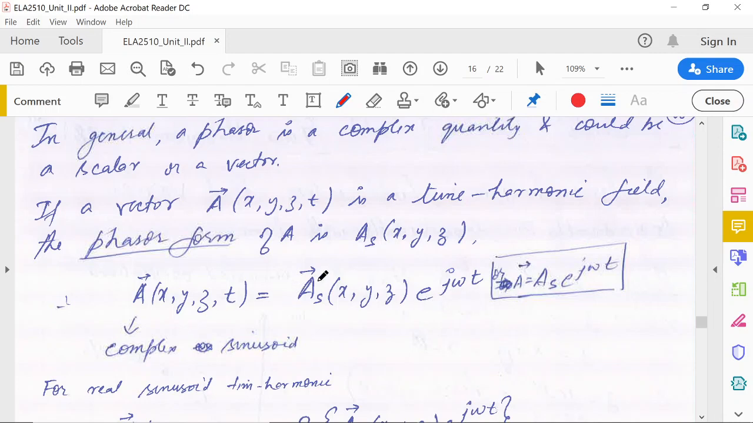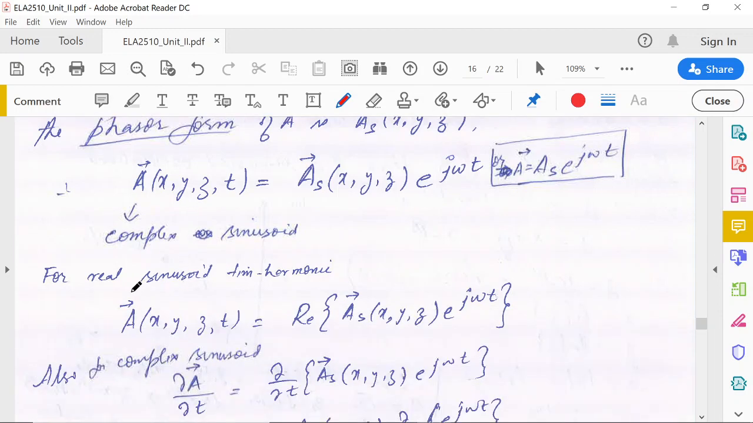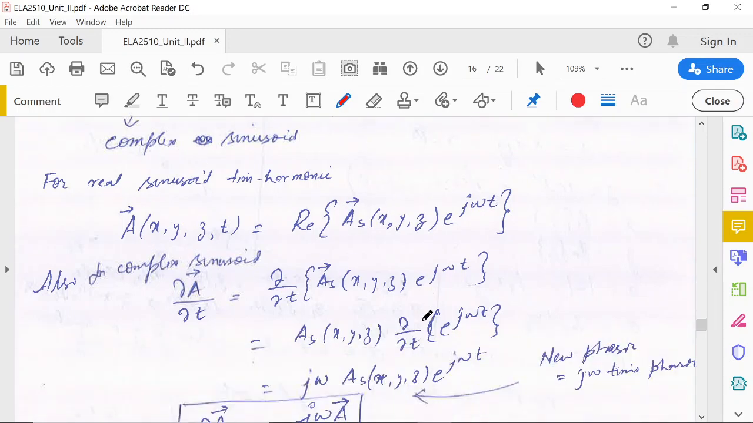So you can write A equals A_s(x, y, z) e to the power j omega t. If it is real, then we have to take the real part of this, that is the real part of A_s(x, y, z) e to the power j omega t. We can represent any instantaneous value of the vector or scalar in terms of its phasor form.